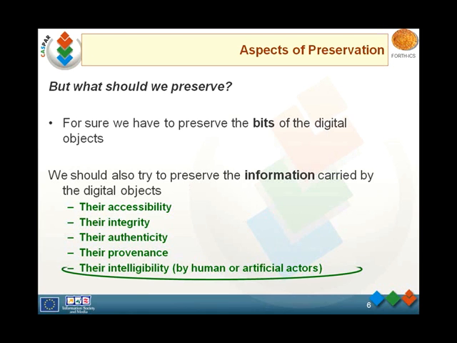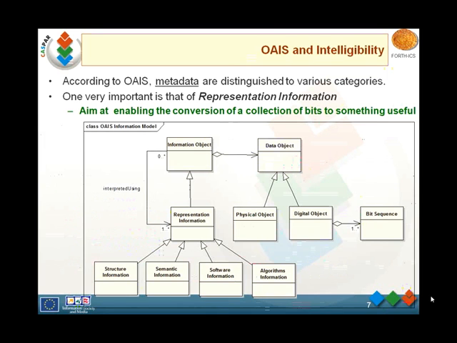Now we will focus on the notion of intelligibility. One of the key elements of OAIS is representation information. An information object needs representation information to be understood. However, representation information is an information object itself, which means that it also needs another representation information to be understood. So we need a way to stop this potentially long chain of representation information.